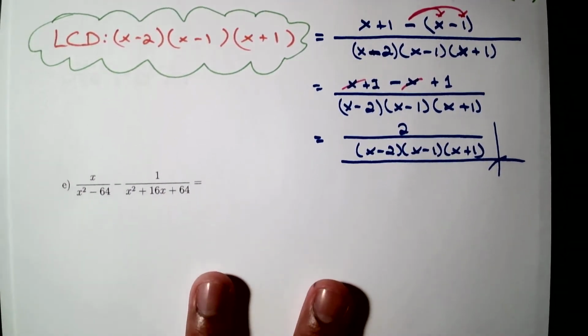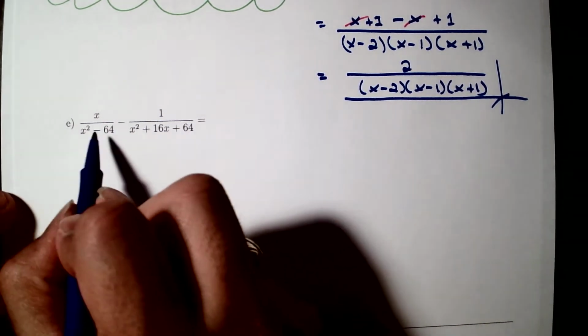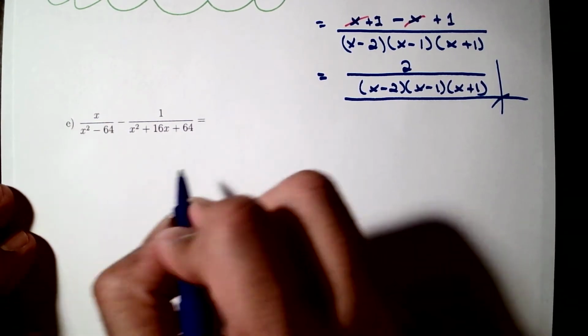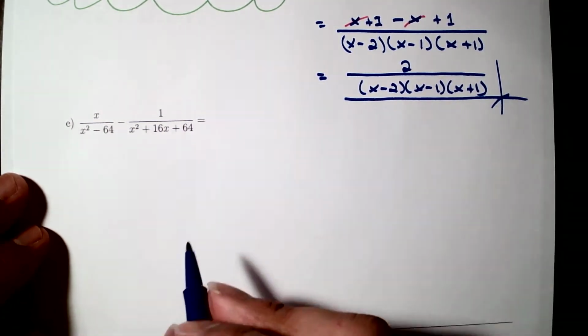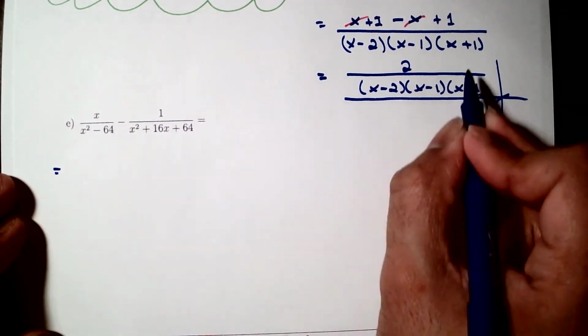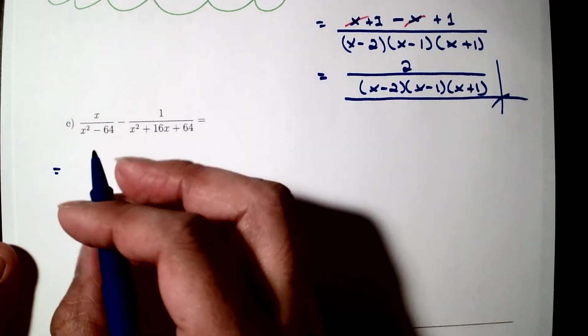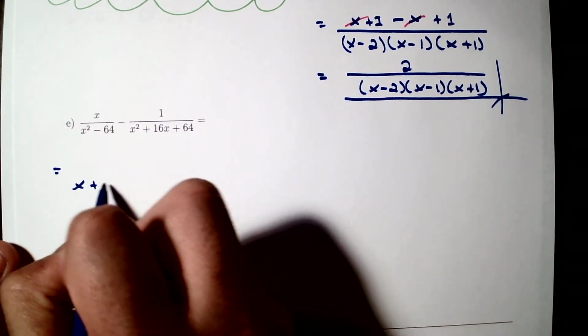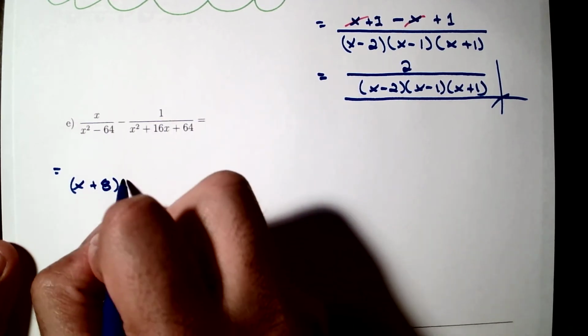Let's do one more example. So x squared minus 64. Alright, x squared minus 64, that's a difference of squares that factors as, well, actually let me go here, otherwise it's going to overlap over there. So this will be x plus 8 times x minus 8.